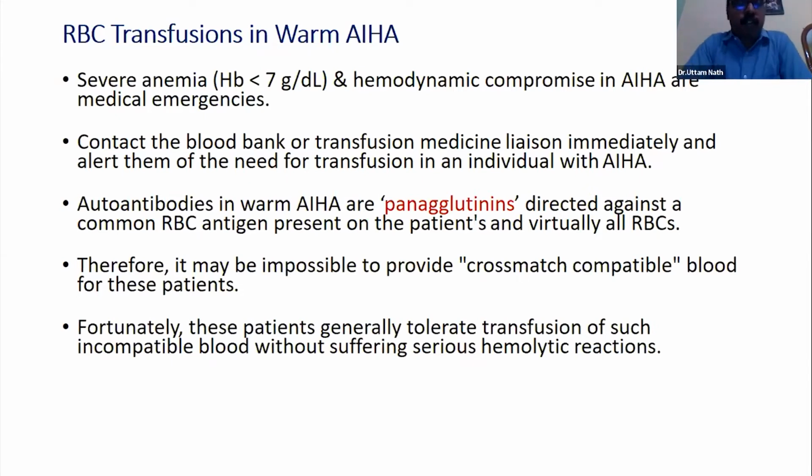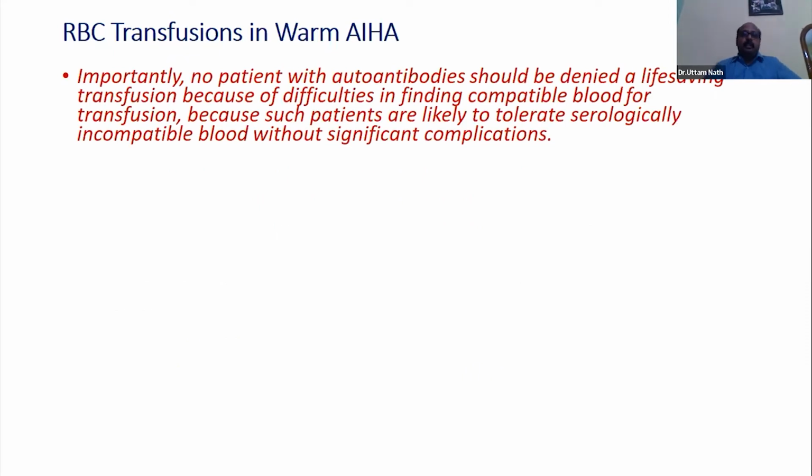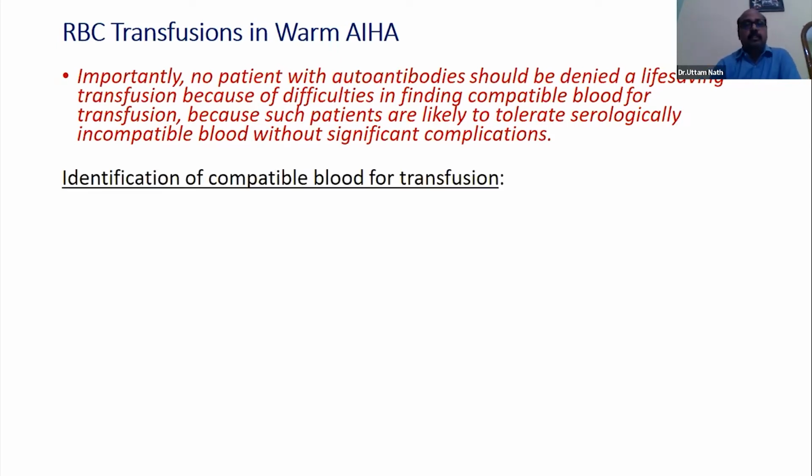So getting a so-called compatible blood unit may be difficult. However, fortunately, AIHA patients usually tolerate transfusion of relatively incompatible blood units without major hemolytic reactions, because survival of these transfused RBCs is almost the same as that of the patient's own RBCs. So they are important to tide over the initial crisis, and usually they can be transfused safely with stringent monitoring. As I said, we must never withhold or deny a life-saving transfusion because of the fear of this incompatibility.